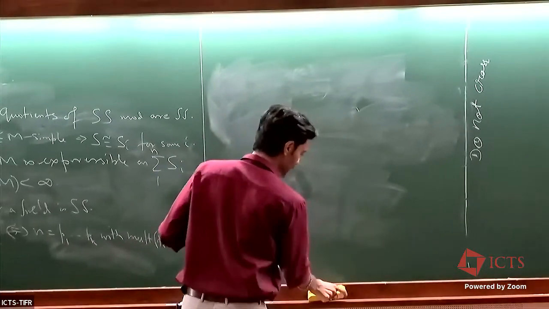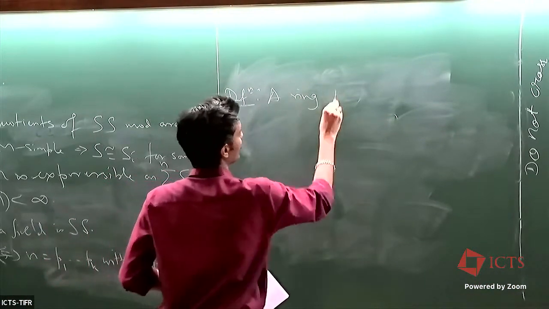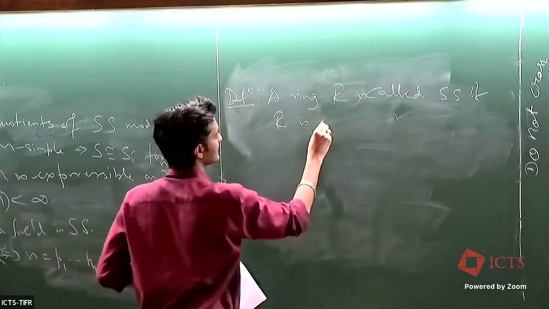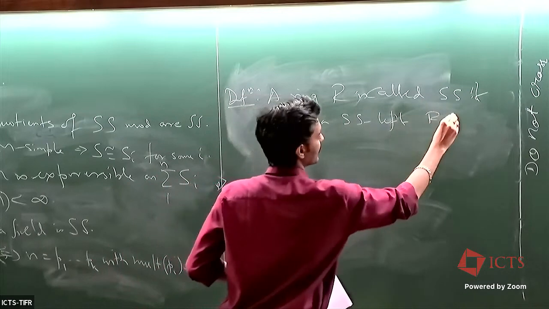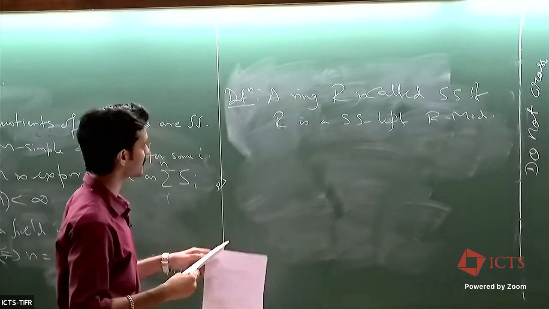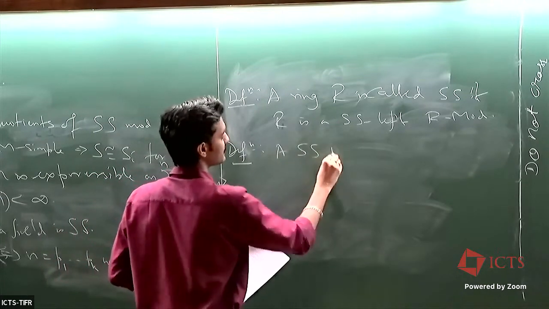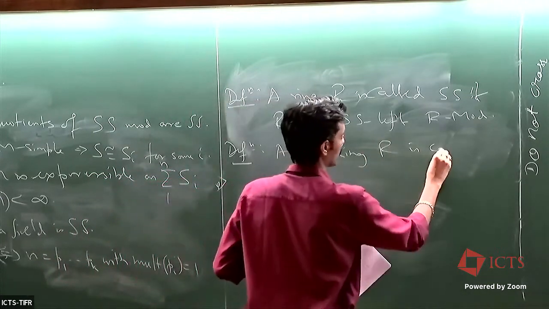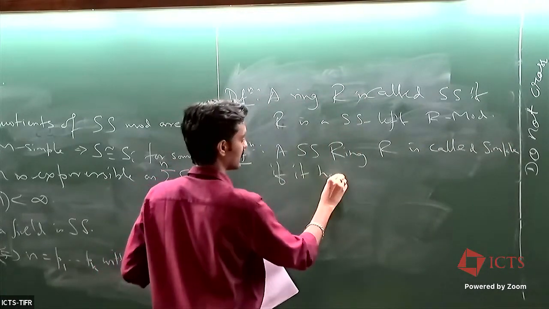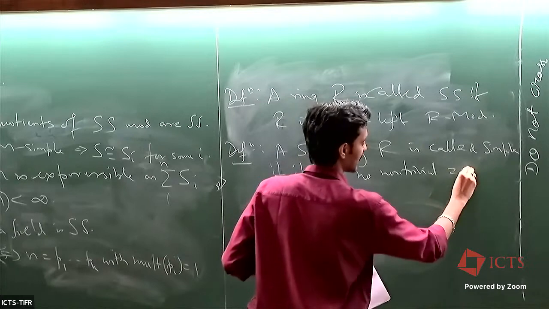We have a notion of semi-simple rings too, and that says a ring R is called semi-simple if R is a semi-simple left R module. Okay. And using semi-simplicity of rings, one can define simplicity of rings. That is, a semi-simple ring R is called simple if it has no non-trivial two-sided ideal.